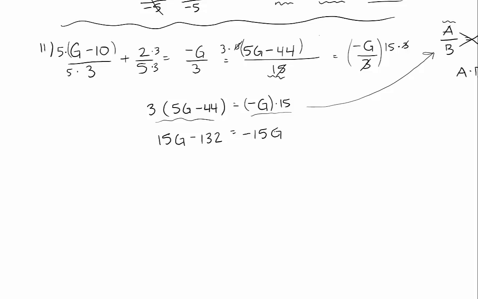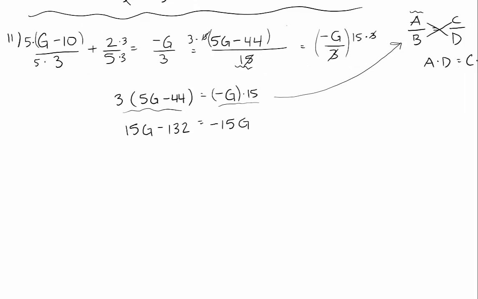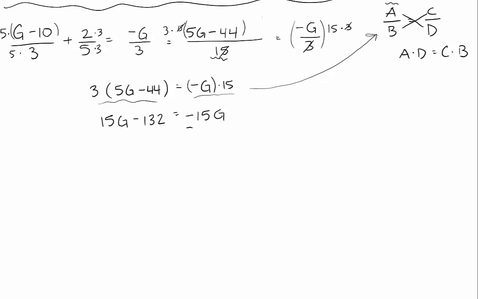And from here we want to, just like we did before, move all my g's to one side, so I'm actually going to add 15g right here, and then I'm going to add 15g over here. And so I have negative 15g plus 15g, that's 0. And so my new equation now looks like 30g minus 132 equals, and then we still have 0.